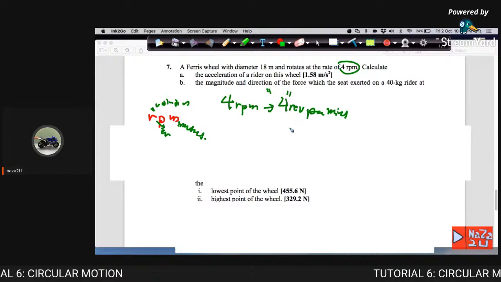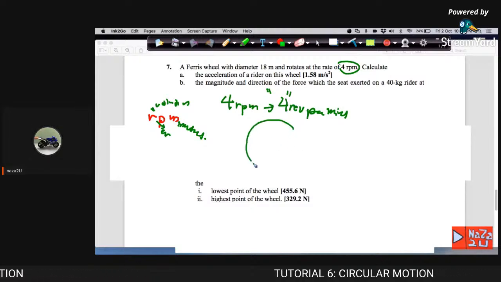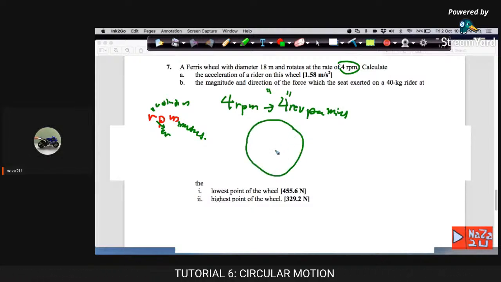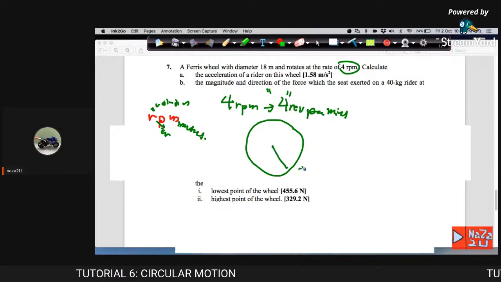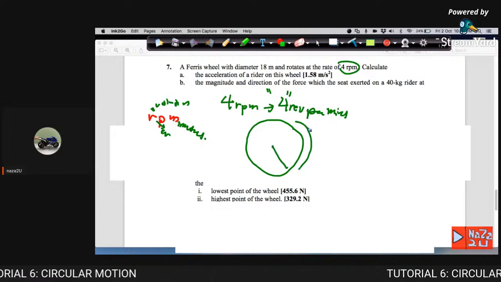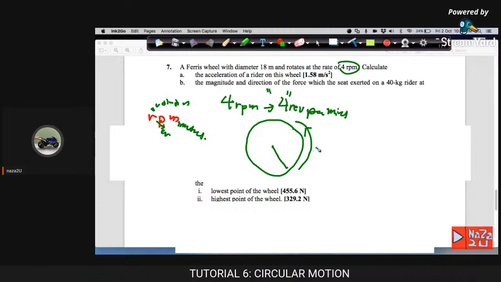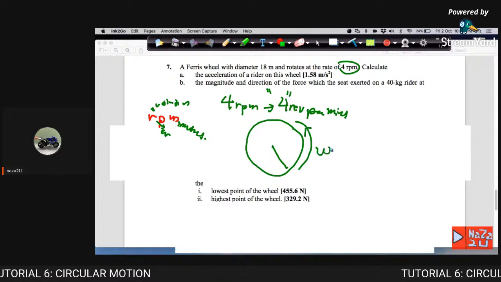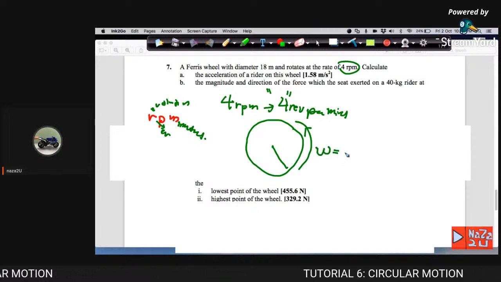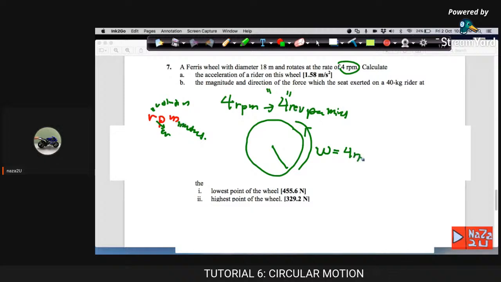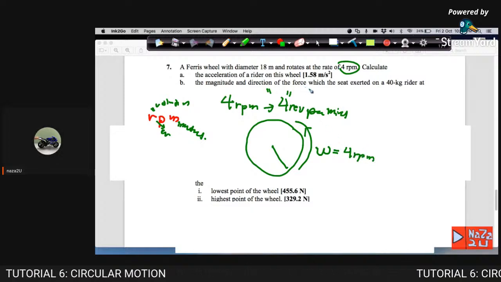So, okay, Ferris wheel dia akan berputar ya. Okay, ini dia punya R dia akan berputar macam biasa. This is circular path. Rotate with the 4 RPM, this is a revolution per minute. The angular velocity is 4 RPM, 4 revolution per minute. Okay, rotate.